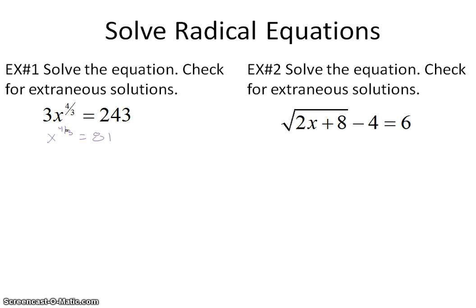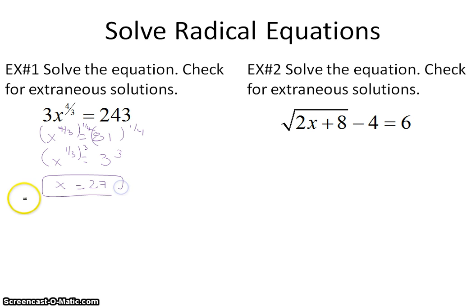If I take the 4th root of both sides, or the 1/4 power, when you multiply your exponents, those cancel and we're left with x to the 1/3, and 81 to the 1/4, or the 4th root of 81, is 3, because 3 times 3 times 3 times 3 is 81. So x to the 1/3 equals 3. Now I can cube both sides, so the 1/3 and the 3 cancel when I multiply those, and I get 27.